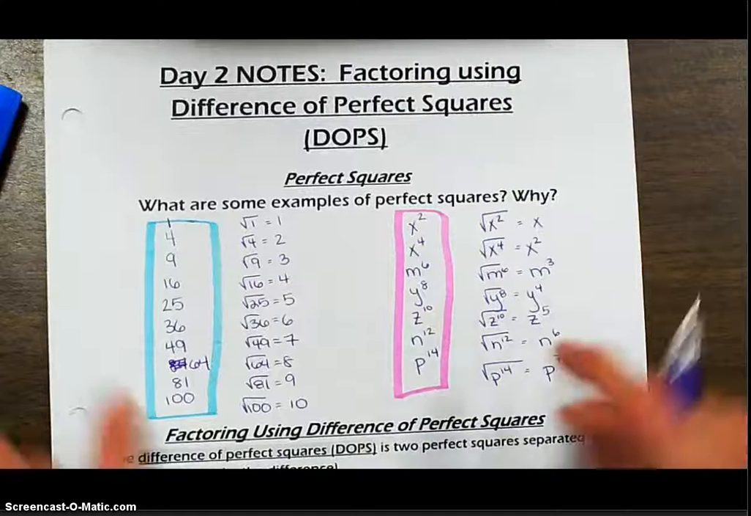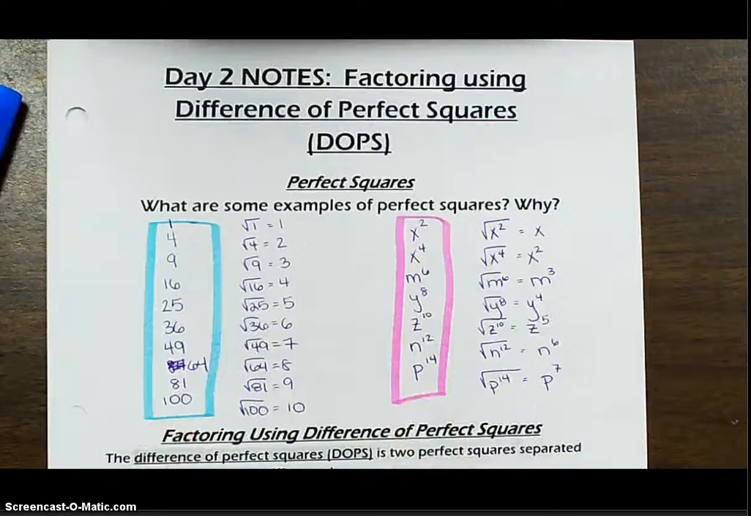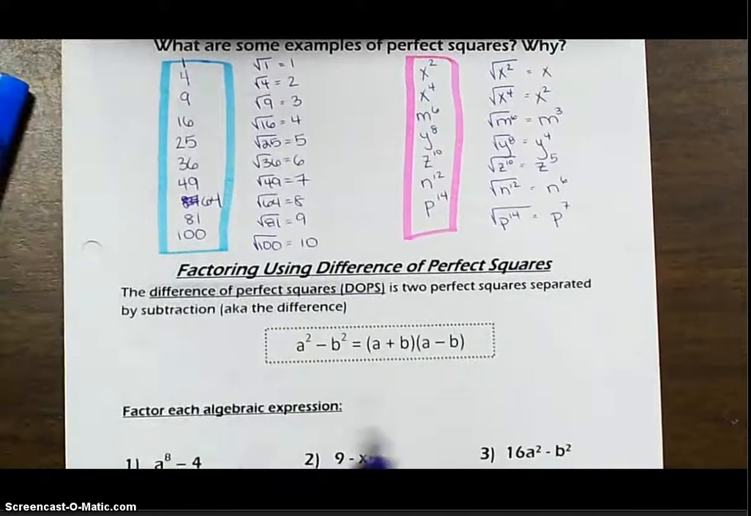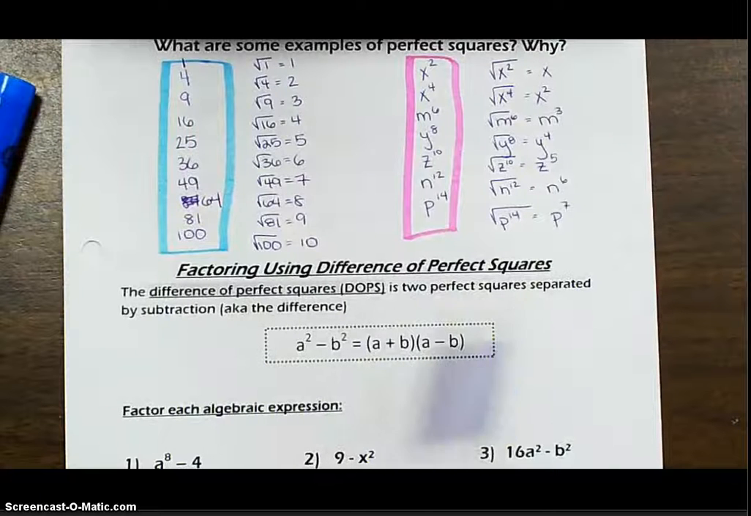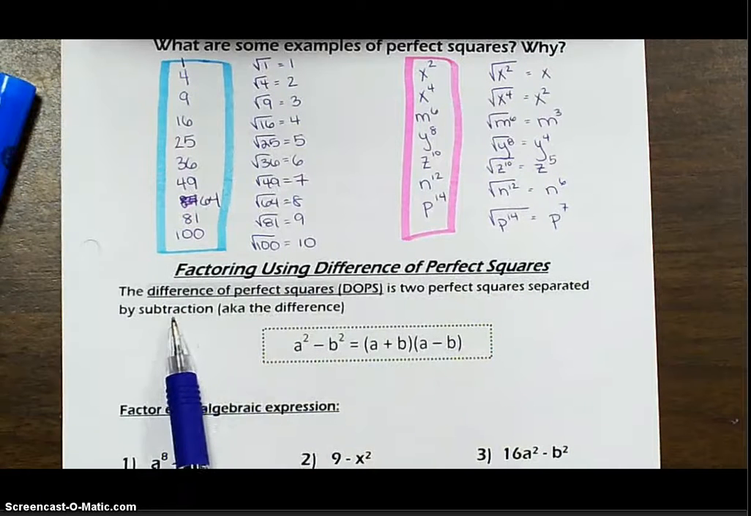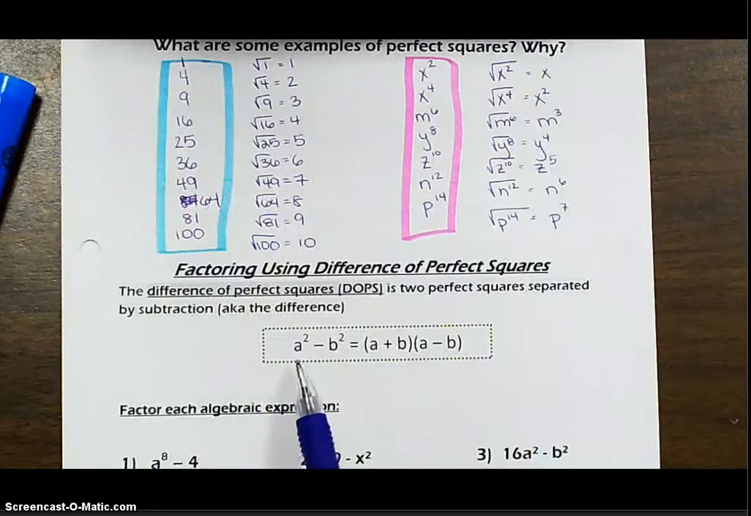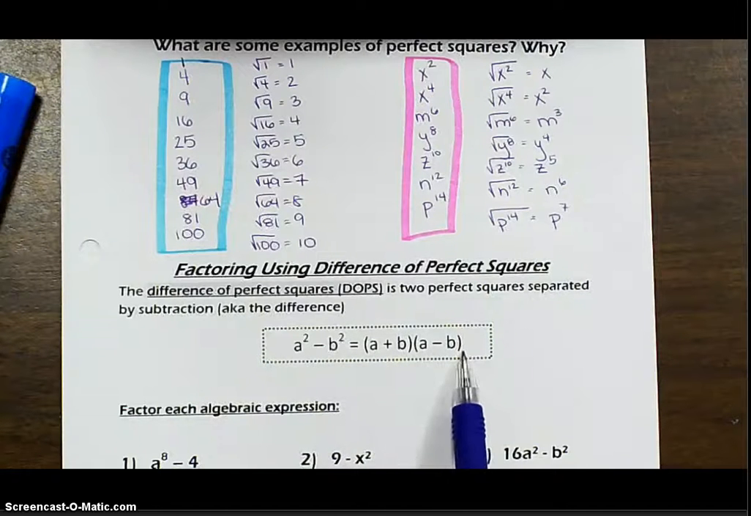Okay, so now that we know a little bit about perfect squares, our perfect squares are the numbers in the highlighted boxes. Now we can learn how to factor using difference of perfect squares. The difference of perfect squares, DOPS, is 2 perfect squares separated by subtraction. Remember, subtraction, aka the difference. So when you have a binomial, a squared minus b squared, you can factor it. So remember, breaking it into the 2 parts that multiply.